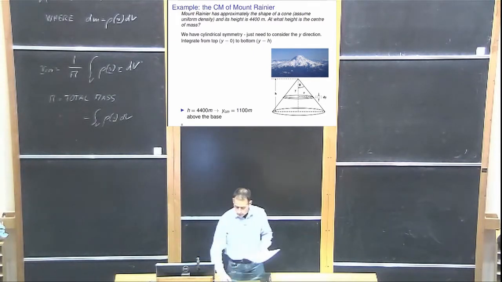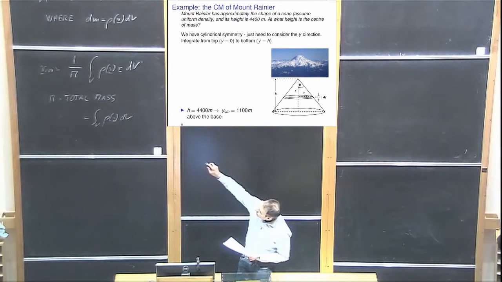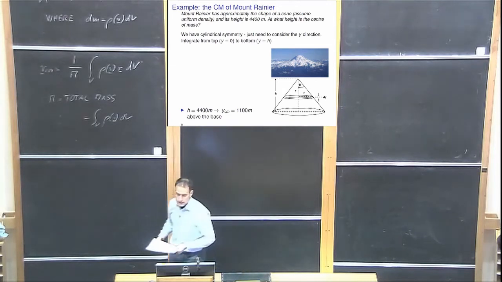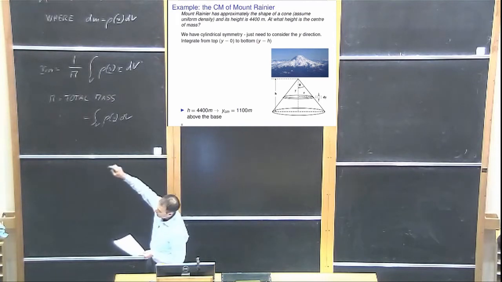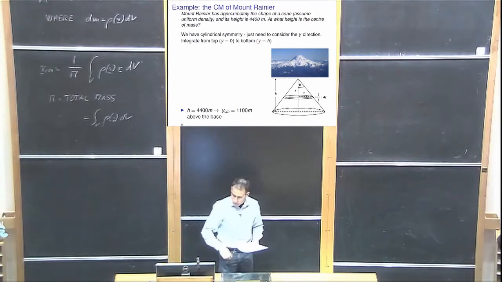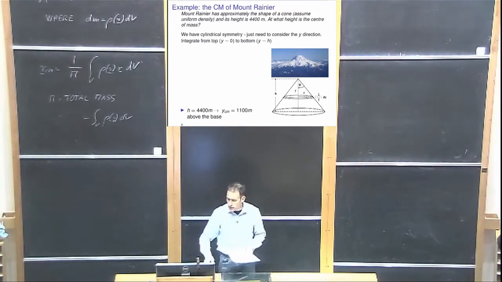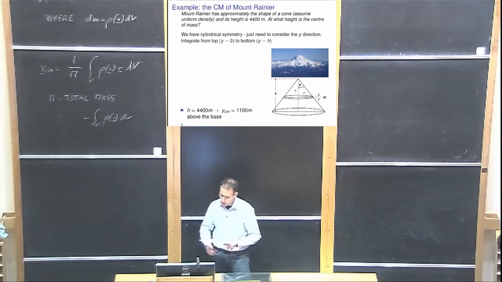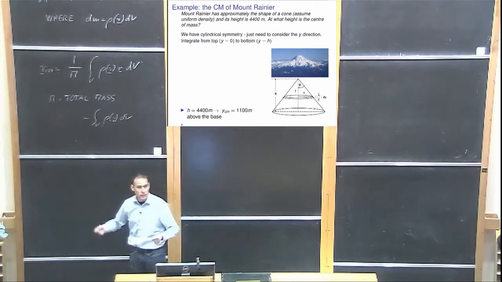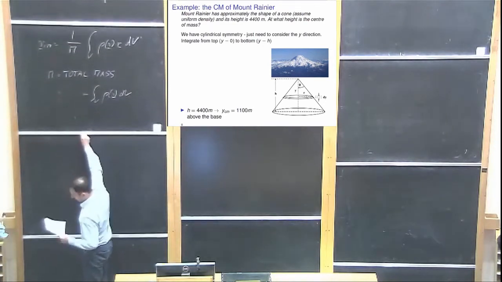Now, cylindrical symmetry, consider the y direction integrated from top to bottom. It's easier to do it this way than the other way around. You can try it putting the origin here and then integrating up. The result should be the same, but it's easier to start along this axis. So we start in terms of the y direction, and we only need to consider the y direction because in terms of symmetry in the x direction, we know the center of mass can't be off that axis. This is what we can start with.